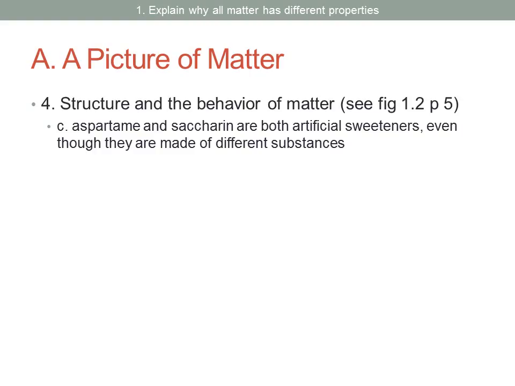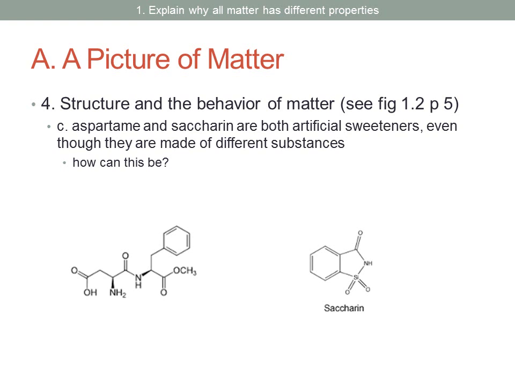Next question. Aspartame and saccharin are both artificial sweeteners, even though they're made of different substances. The question is, how can this be? If they're made of different stuff, how could they have very similar properties? These are two very common artificial sweeteners. Well, here are two pictures, the one on the left being aspartame, the one on the right being saccharin.